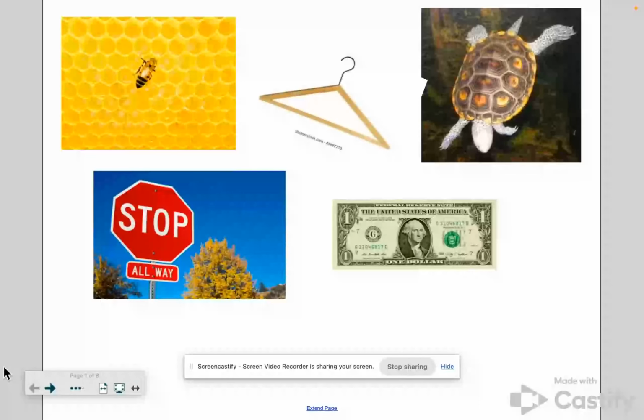Today we are going to learn a new math word. The new math word is polygon. So here are some pictures of shapes that are all around us in the world.